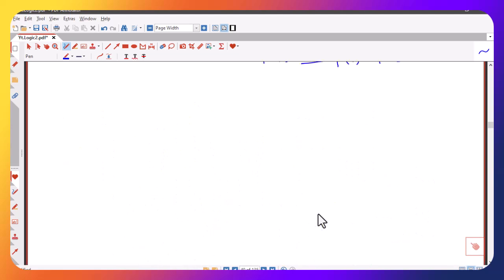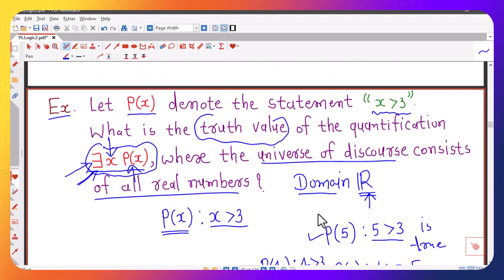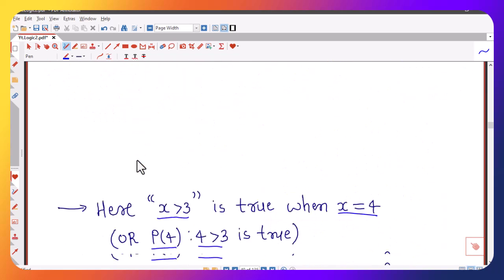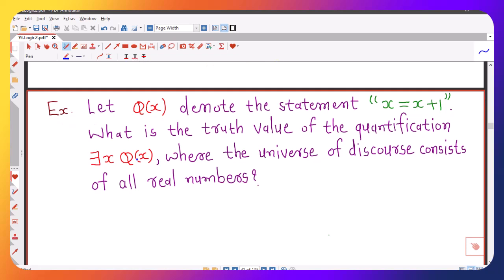So it is very easy to determine the truth value of existential quantification. You have to find at least one value of variable x for which this is true, and if there does not exist any value of x for which p(x) is true, then we can say that this existential quantification has truth value false. I have taken another example.